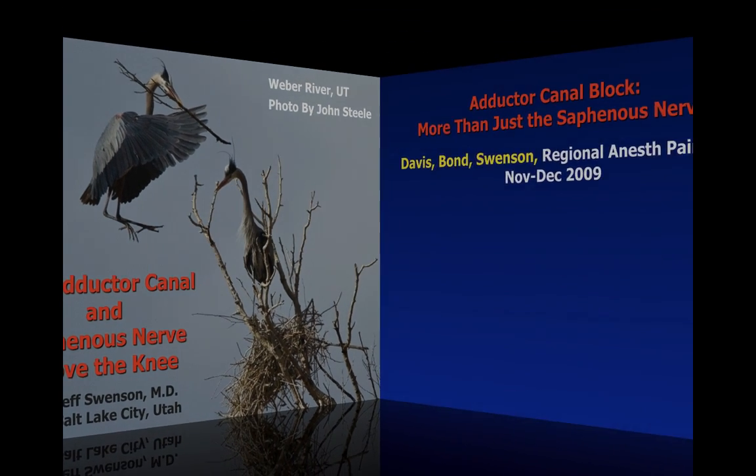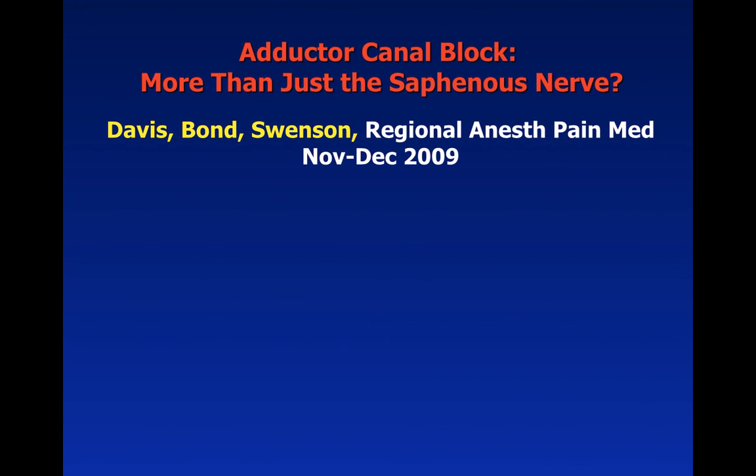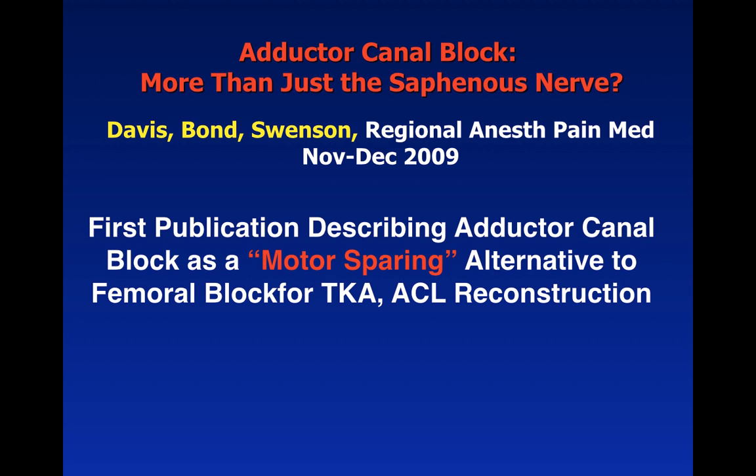In November of 2009, we published a brief review of the anatomy of the adductor canal. At that time, we also reported the first successful use of the adductor canal block as a motor-sparing alternative to more proximal blocks at the level of the inguinal ligament. Since this initial publication, there has been considerable interest in this technique as a means of providing motor-sparing analgesia after knee surgery. Prior to 2009, the adductor canal block was recognized as a method to produce proximal saphenous nerve block.